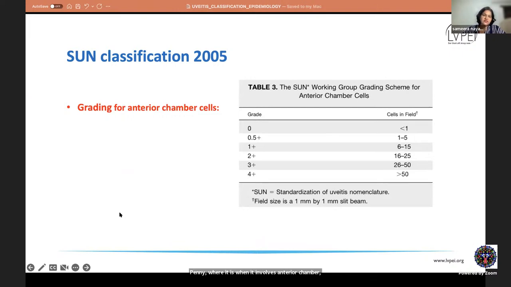In this classification system, anterior chamber cells are also graded from 0 to 4. 0 meaning there are no cells. 0.5 meaning very few cells, up to 5. 1 plus up to 15 cells, 2 plus meaning up to 25 cells, 3 plus up to 50 cells, and 4 plus is more than 50 cells.